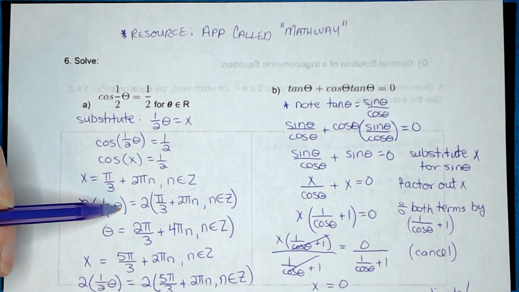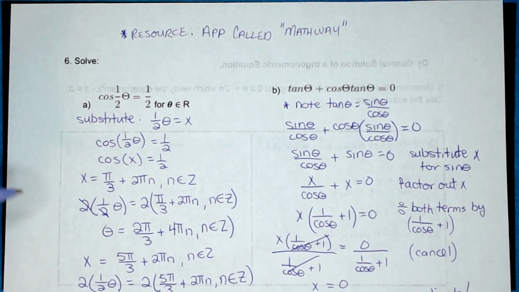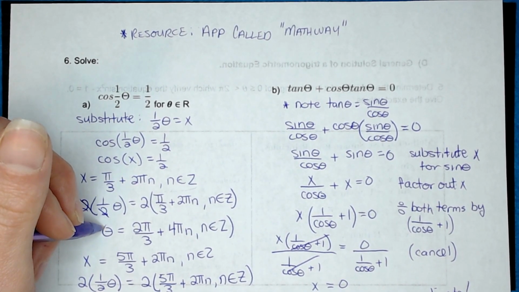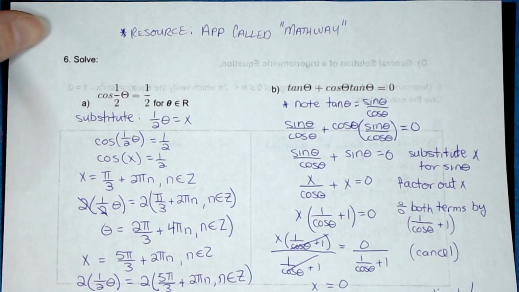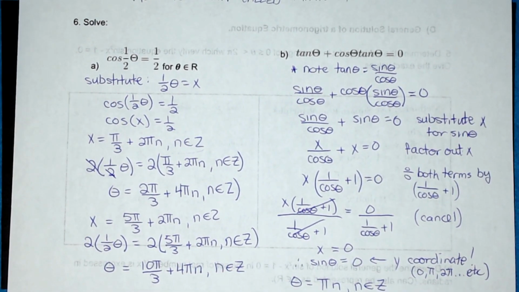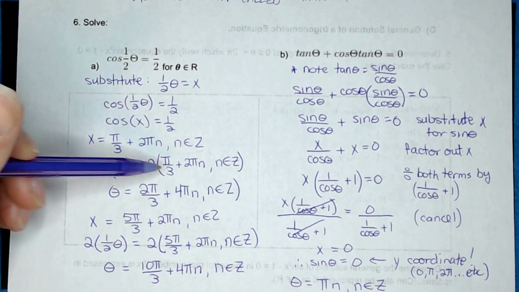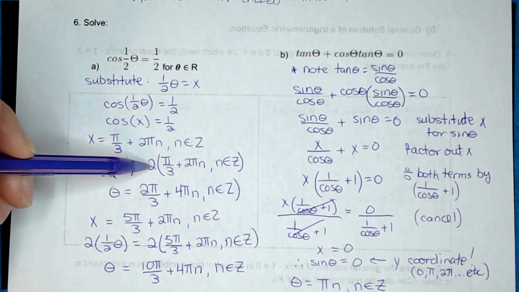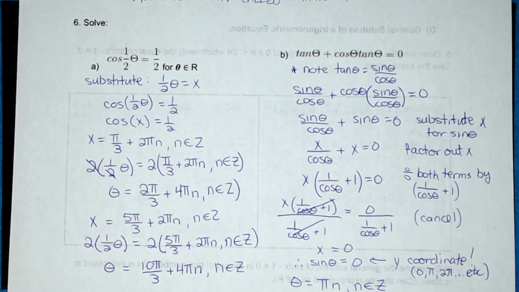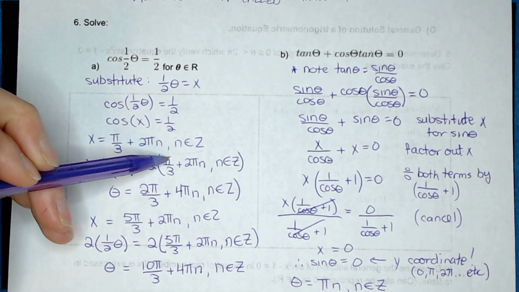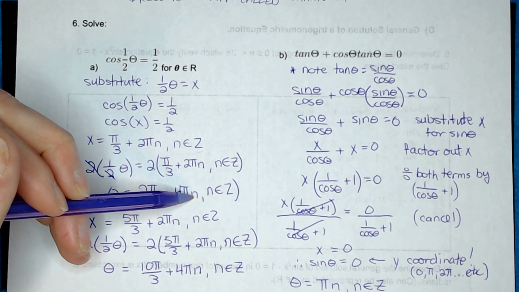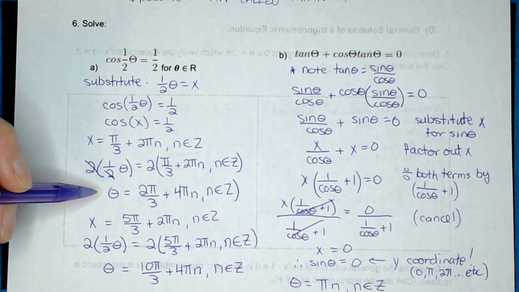So here we have 1/2 theta. We want to cancel out that 2, so we're going to multiply by 2, because 2 divided by 2 of course is 1, so all we'll be left with on the left hand side is theta. Because we multiplied this side by 2, we also need to multiply all the terms here, pi over 3 and 2 pi n, by 2 as well, and then we'll get the true value of our angle theta. So theta is going to be equal to 2 pi over 3 plus 2 times 2 is 4 pi n, where n is any integer. Okay, so that's one value of it.